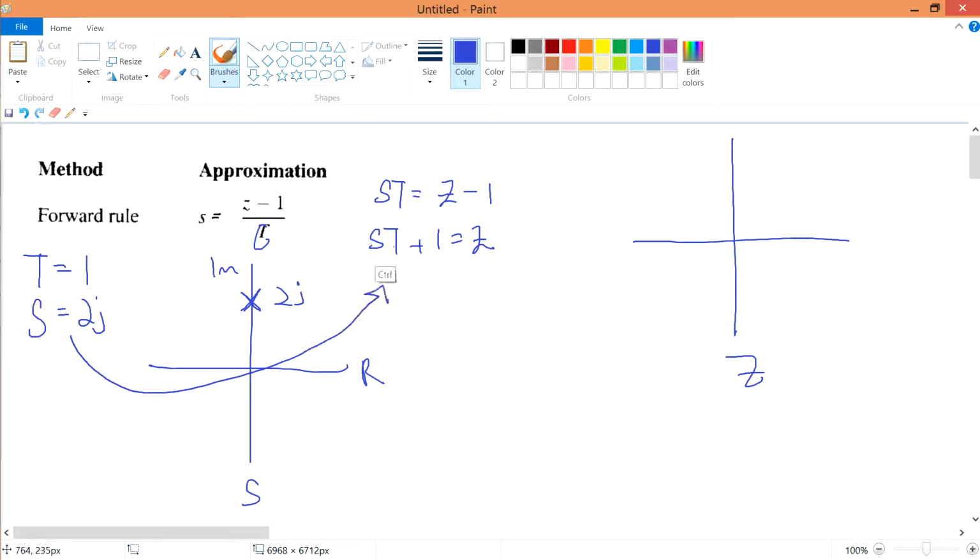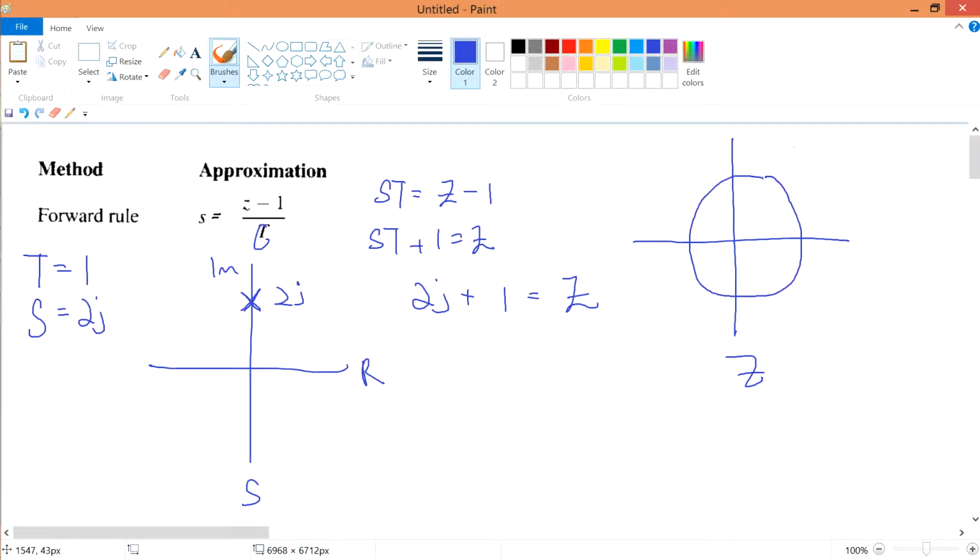So if I plot it over here, s is equal to 2j, and T is equal to 1, so it just times 1. 2j times 1 is just 2j, so 2j plus 1 is equal to z. Over at this side, your pole is still somewhat stable, marginally stable. Then if you plot into the z domain, you have something like this. Your 1 is over here, and then 2j is upward all over here. So your poles will be plotted over here. So this is the result. Are you stable in the digital domain? No, you're totally not.